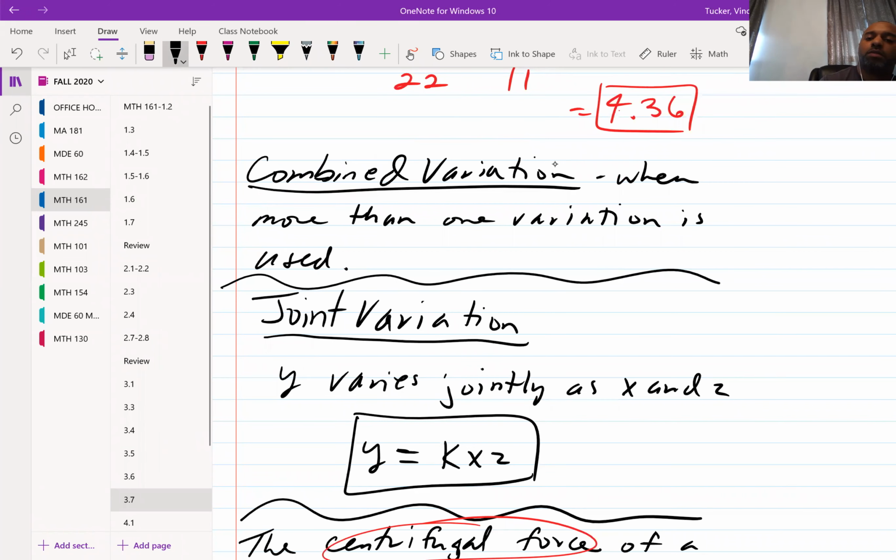And then it varies inversely with the square of the time. And so that's what we have right here as far as our letters are concerned: centrifugal force, radius, mass, and time. Like 2 lines. I'm still trying to copy it down. Thank you. Not a problem.